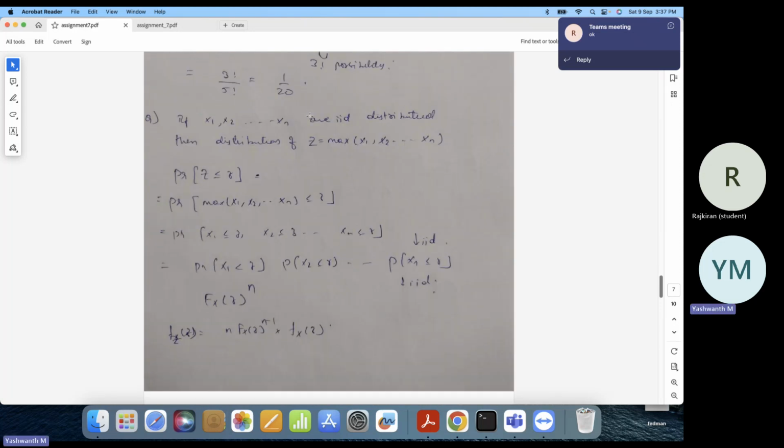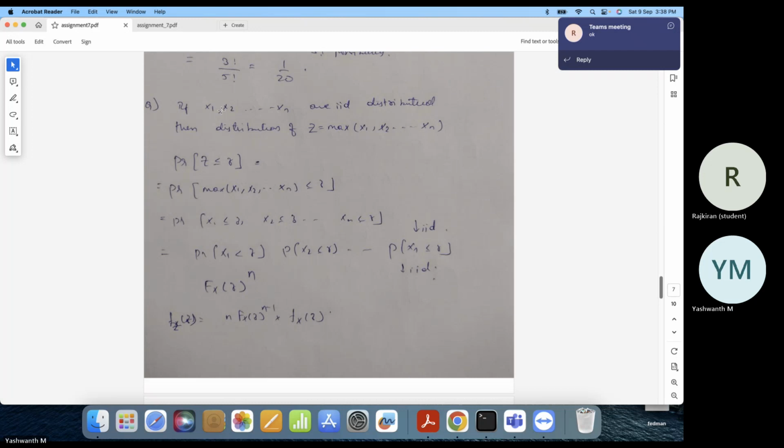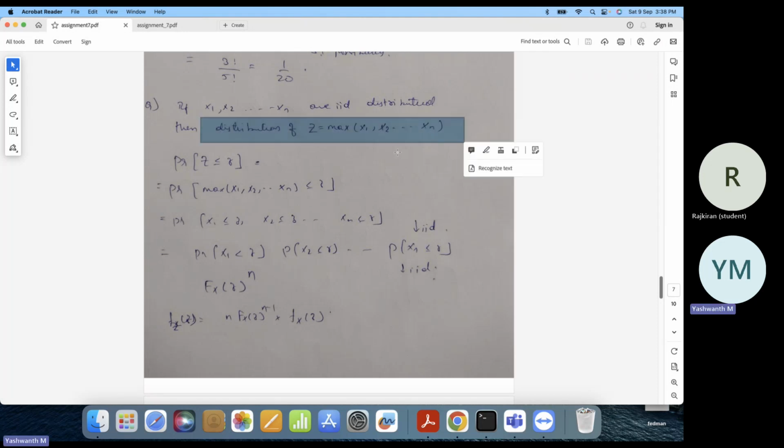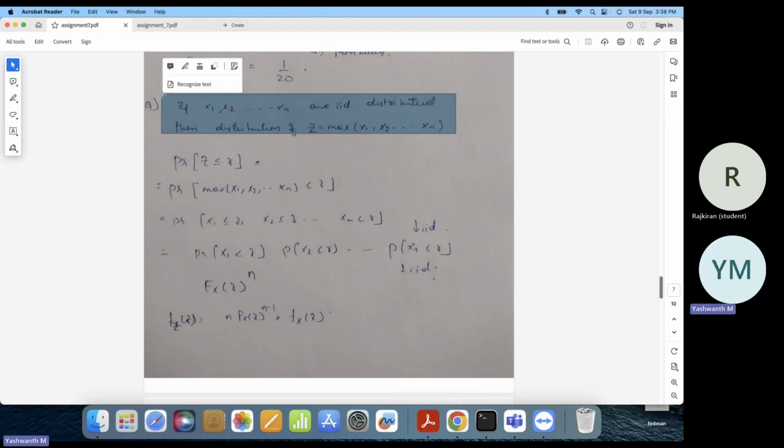Okay, so here is another question. X1 to Xn are IID distributed, any random variable. Then we want the distribution of the max, right? This is the question. So by definition of distribution, this is the probability that Z is less than or equal to z, the event you want. Suppose this has happened, right? Z is less than or equal to z. Z is nothing but, by definition, the maximum of the n variables. So the maximum of n random variables is less than z.